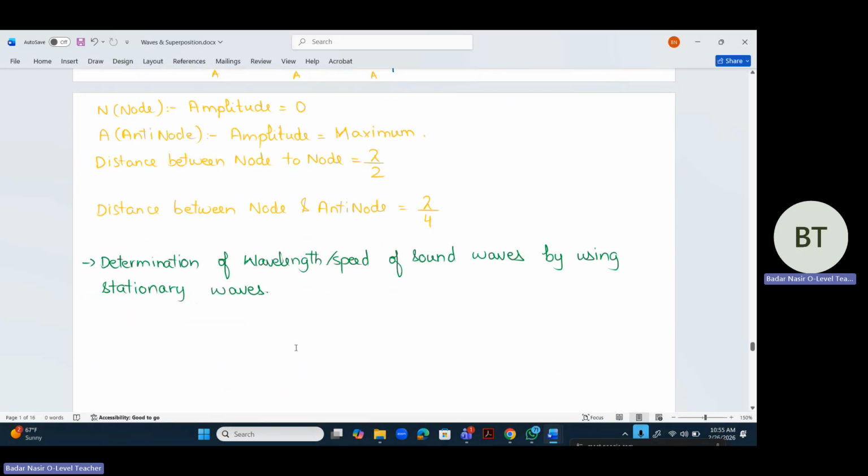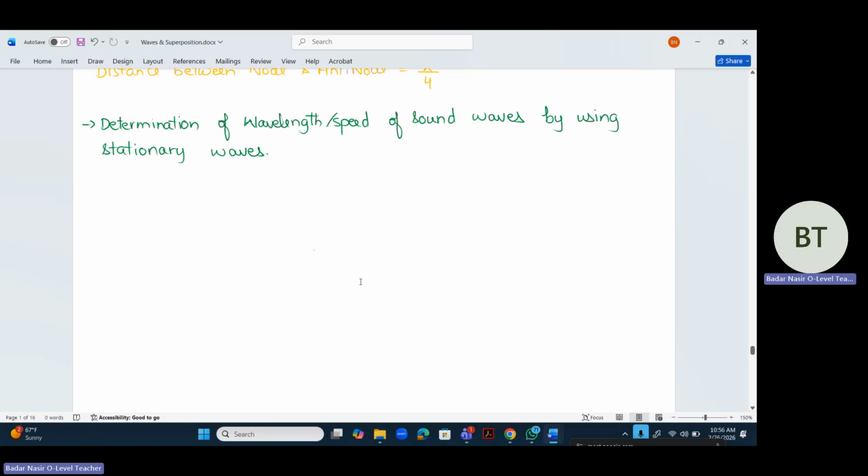Let's just design an experiment. With the help of these stationary or standing waves, we can determine the wavelength and we can also determine the speed of a sound wave. So let's see how we can do that. Have you all written the top part? We again have an audio frequency generator. This audio frequency generator is connected to a loudspeaker.